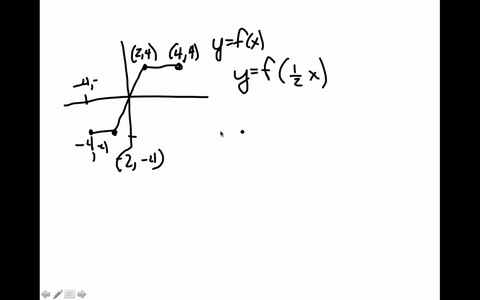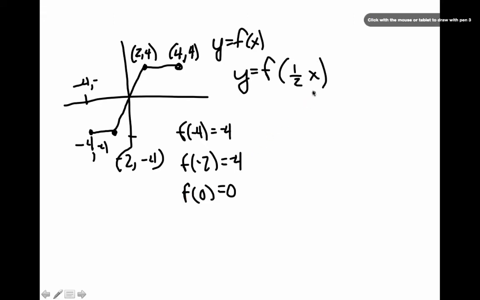So again, from the graph, I can read these points. Points on the graph. I've got -4 comma -4. So that means f of -4 equals -4. And -2, f of -2 equals -4. And f of 0 equals 0. That's right there. So I start playing this game. What would I have to plug in here for x to get a 0? Well, that's just a 0. And so that point doesn't change. It would be right there.